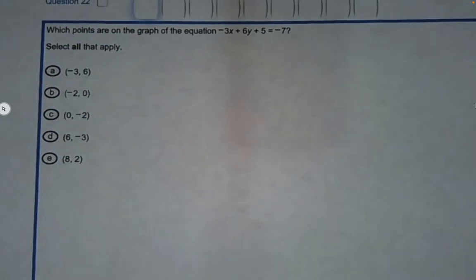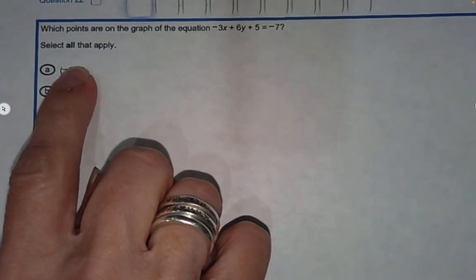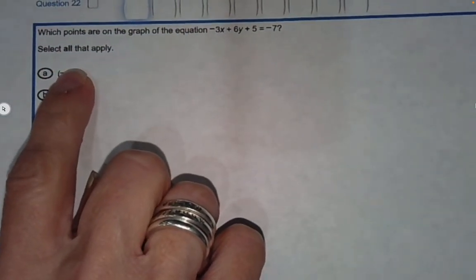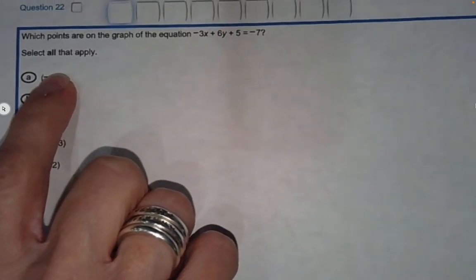Let me see if I have another one from this chapter. And I really hope that some of y'all's polynomial stuff will be on there. Oh, there's one. Okay. This one, and be careful. If it says select all that apply, does it mean it's just one answer? It could be, but it could be multiple answers.